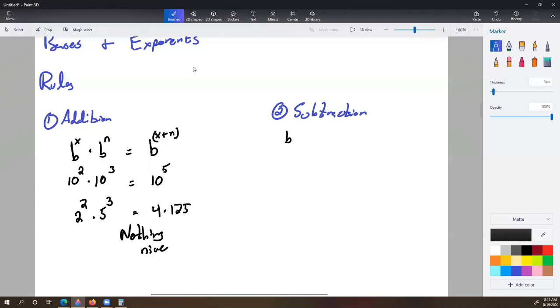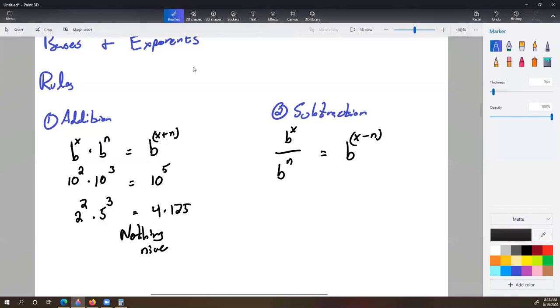So with the subtraction, same setup, let's just have some base to the x power divided by some base to the nth power. You're going to end up subtracting them, and we're going to get b to the x minus n power. That's going to be your exponent. And we can see that again with the tens. If you took 1,000 divided by 100, you get 10. If you have 10 to the third divided by 10 to the second, you get 10 to the first.